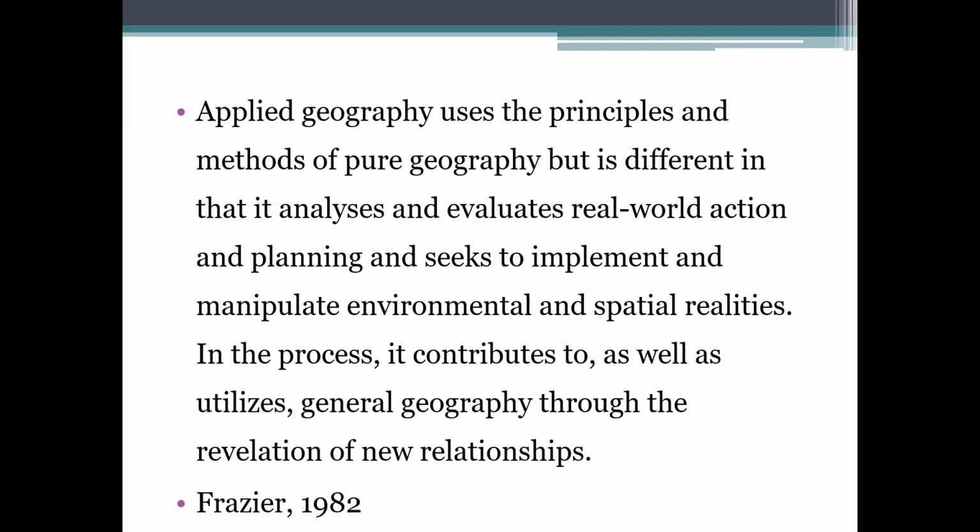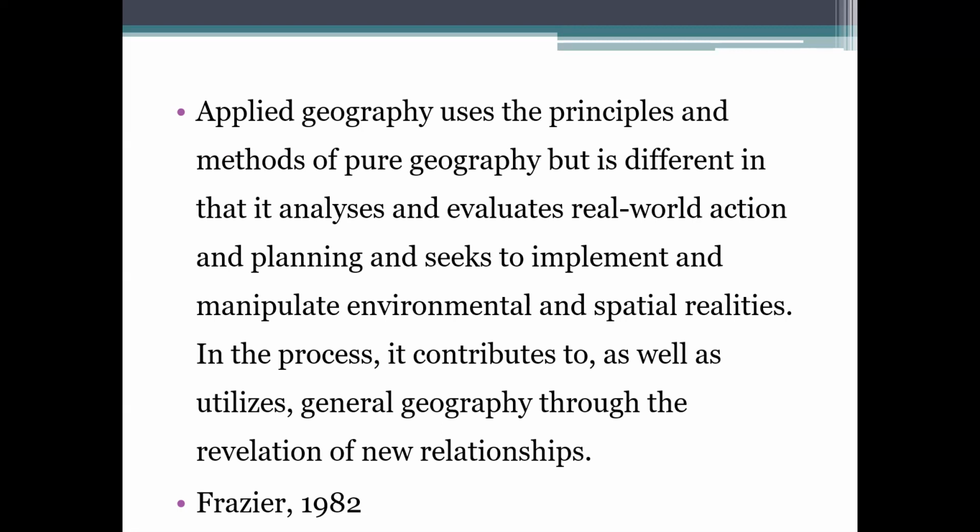In academic geography, we learn different principles. We know what Christaller's central place theory is. We know what urban expansion is. We know how we can apply diffusion theory to understand the spatial organization of economic activities. That is principles and methods. So applied geography uses the principles and methods of pure geography, but it is different. Why? In that it analyzes and evaluates real-world action and planning.